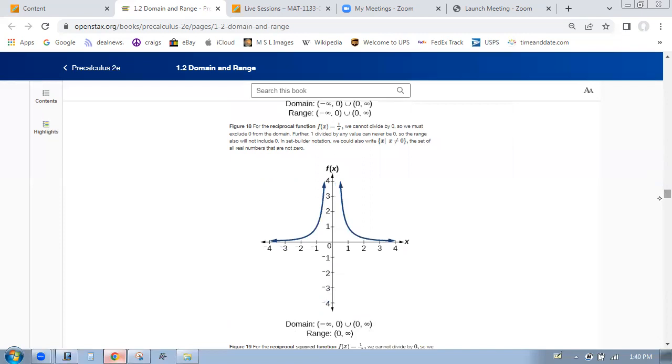Here is 1 over x squared. It goes forever left and right. So the domain is all real numbers except for 0, right? There's this hole right in the middle. You can't plug in a zero, right? So this graph does not cross this line here. So the range starts close to zero and goes up to infinity. So the range is anything greater than zero. There is a horizontal asymptote here, right? These lines never touch the x-axis.